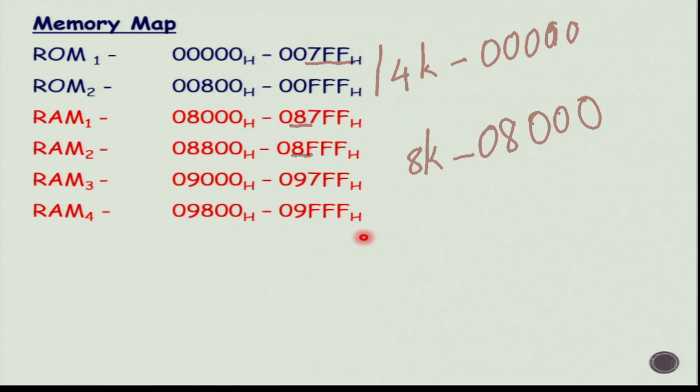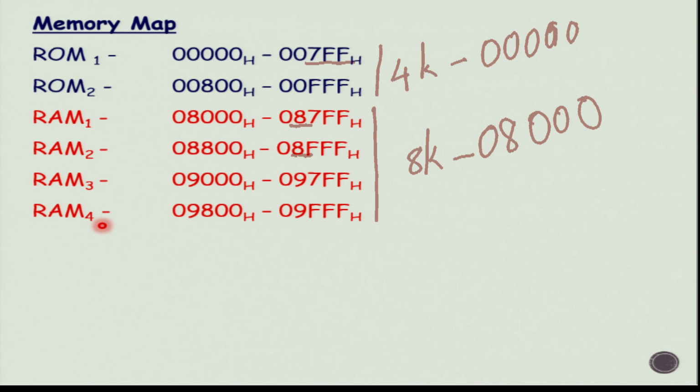So these are going to be the total 4 RAM chips which are going to form 8K of memory, starting from address 0800. The last address would be 09FFF. Each RAM chip is given 2K of memory. So we have 2 ROM chips and we have 4 RAM chips. So we have decided on the number of chips, we have decided on the memory map. The next step is we have to do the decoding.